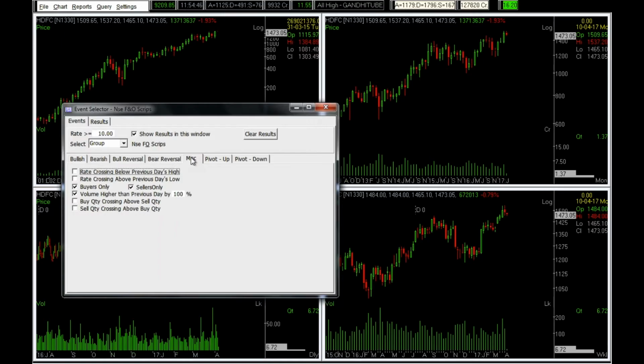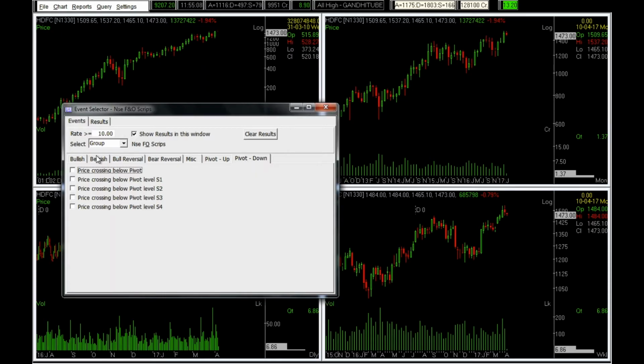Under miscellaneous, I have buyers only, sellers only, volume higher than previous day, and I've changed it to 100%. It means whatever was the volume yesterday, today the volume is 100% more. Good enough for me. Pivot up and pivot down, I'm not that keen, so I've just kept them blank.